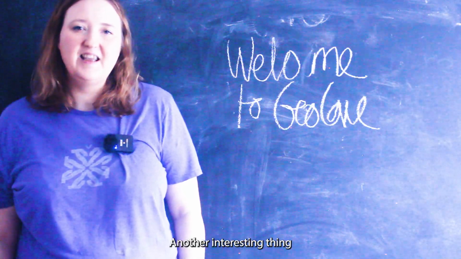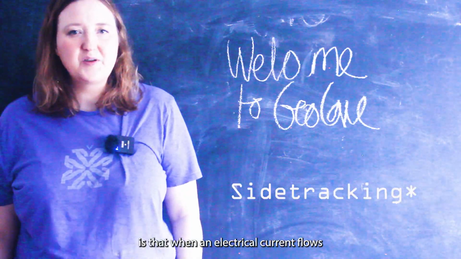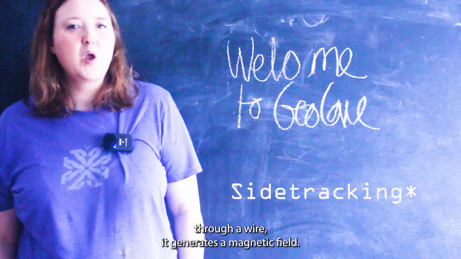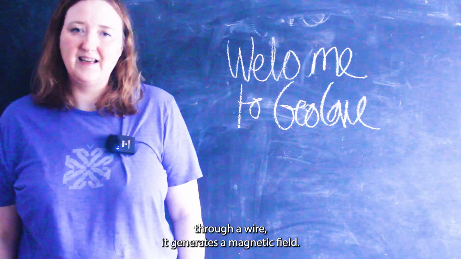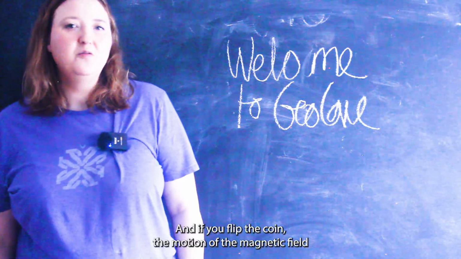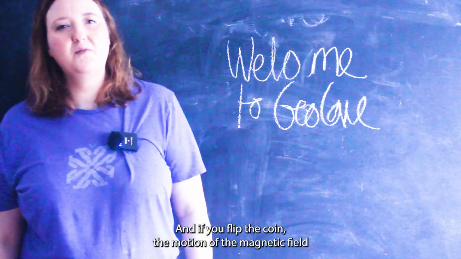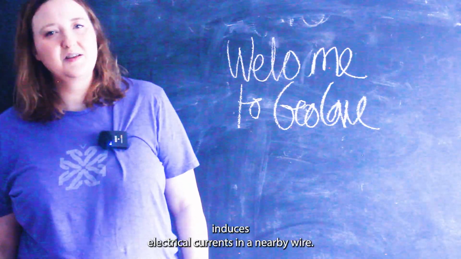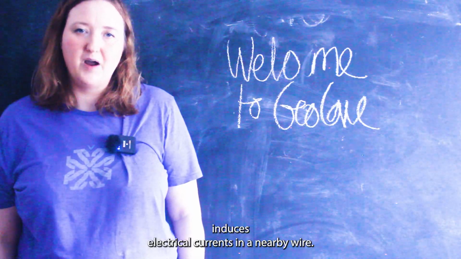Another interesting thing is that when an electrical current flows through a wire, it generates a magnetic field. And if you flip the coin, the motion of the magnetic field induces electrical currents in a nearby wire.